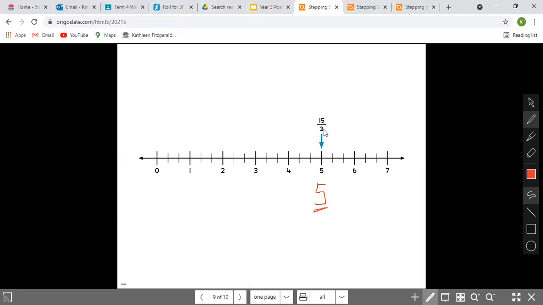How many times does 3 go into 15? It goes in 5 times. Okay, let's have a look at our step-in problem.